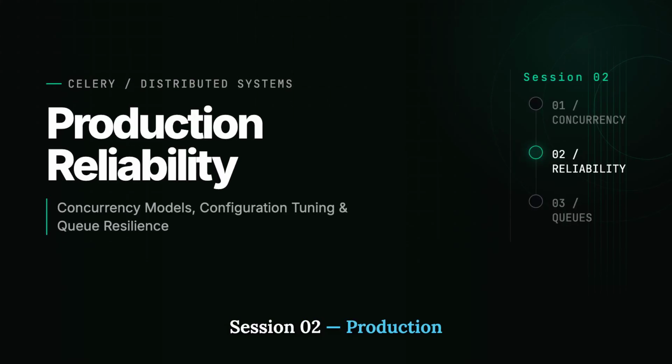Session 02 Production Reliability. Celery's performance and stability in production depend on choosing the right concurrency model and tuning your configuration for resilience. Today we cover the 4 concurrency pools, the reliability settings that keep tasks alive when workers crash, and how to choose the right queue type for critical data.